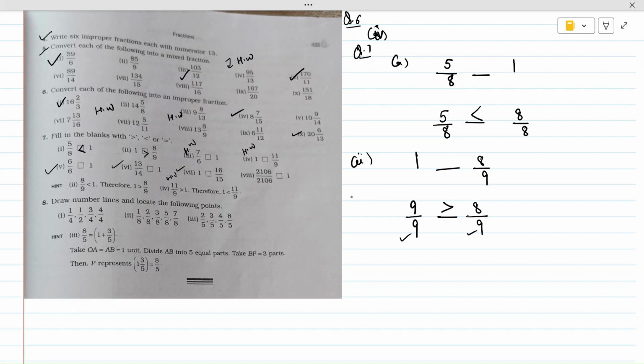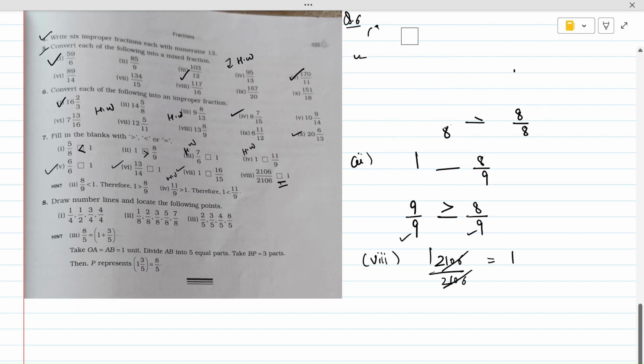Coming to the last part. In the 8th part, we have 2106 by 2106. We have to compare it with 1. When you solve, this will become 1 only. So 1 is equal to 1. This is the case of equal. So this is how we have to do this question.